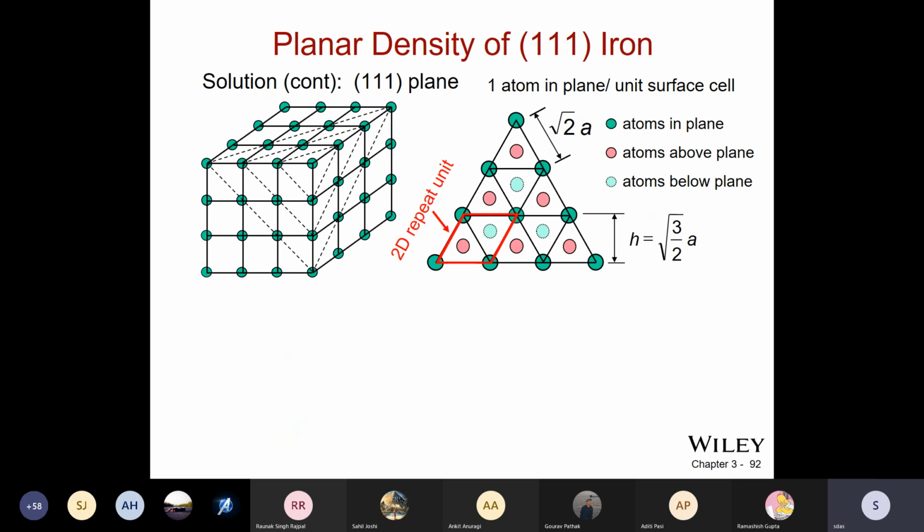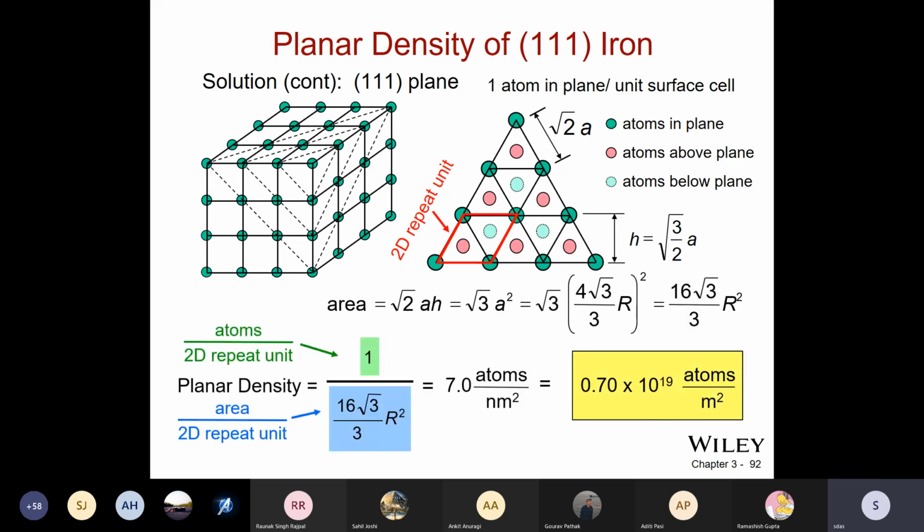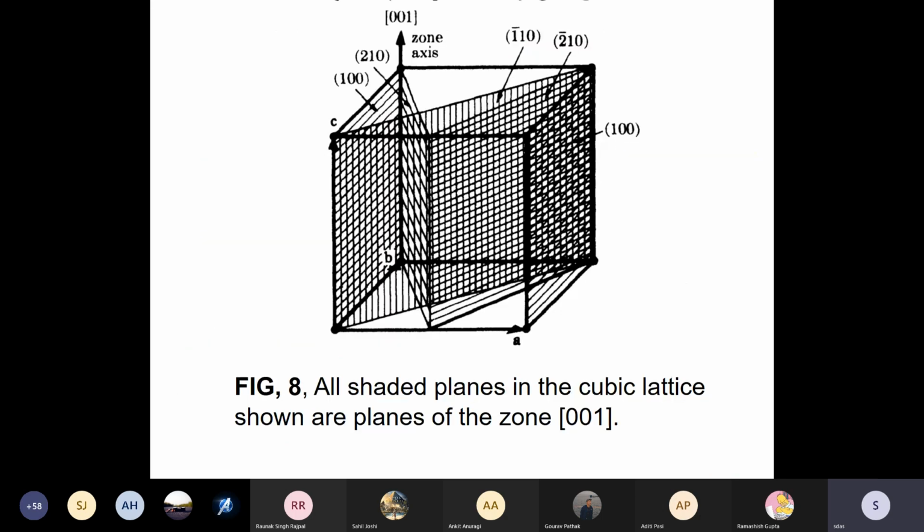So the planar density on 111 of iron, these are calculations. These are all in your textbooks, all done. So I'm not giving you something totally unknown. Callister and Shackelford books you can easily find. This is from Callister's book. Any question?